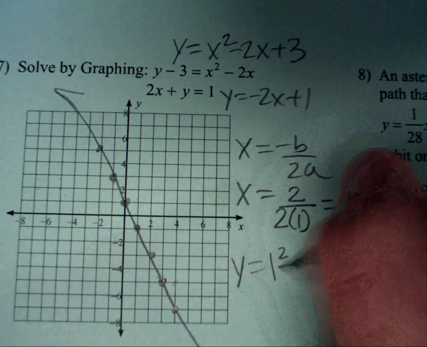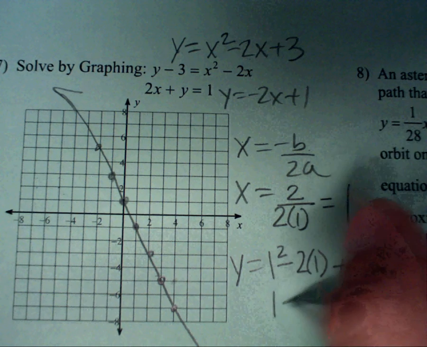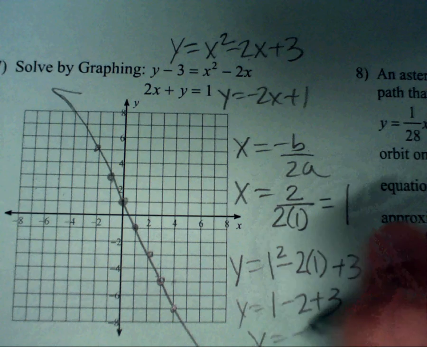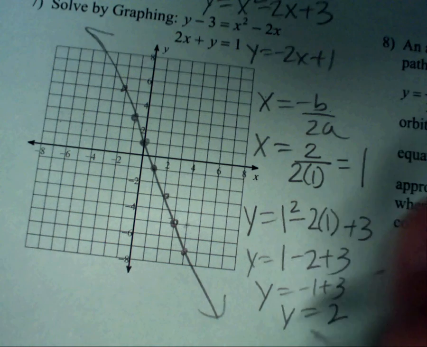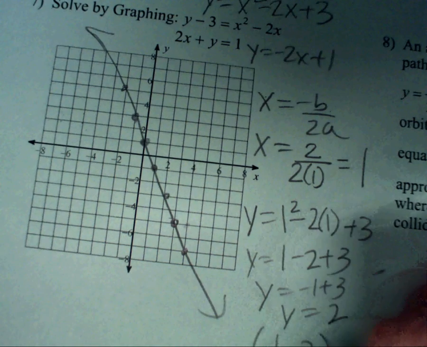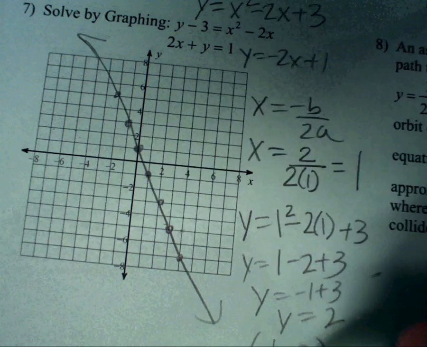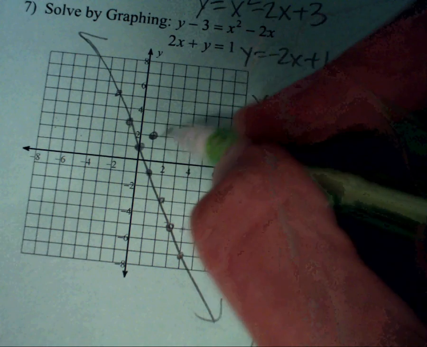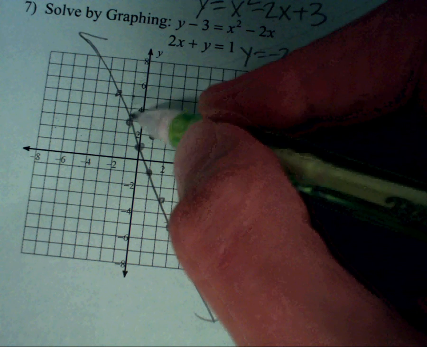So to find the y value of your vertex, you plug in 1 for x in the equation. So it's 1 minus 2 plus 3, y equals negative 1 plus 3, y equals 2. So I show my work because sometimes not showing all your work leads you to problems. So 1, 2 is my vertex. And then it's going up because the a is 1.